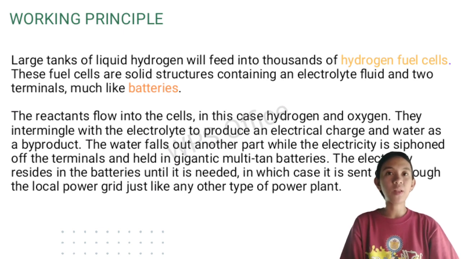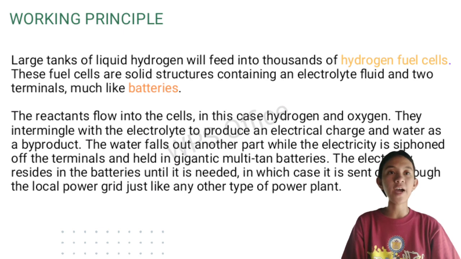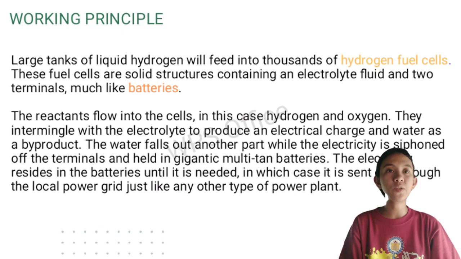Working principle. Large tanks of liquid hydrogen will feed into thousands of hydrogen fuel cells. These fuel cells are solid structures containing an electrolyte fluid and two terminals, much like batteries. The reactants flow into the cells, in this case hydrogen and oxygen. They intermingle with the electrolyte to produce an electrical charge and water as a byproduct.